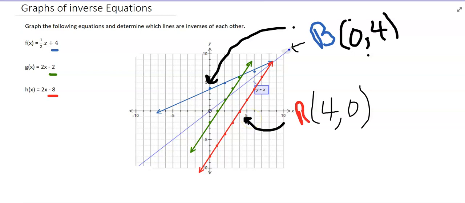So that confirms that since the x and y coordinates are switched from one line to the other, and the graphs themselves appear to be reflections of each other over the line y equals x, these are inverses.